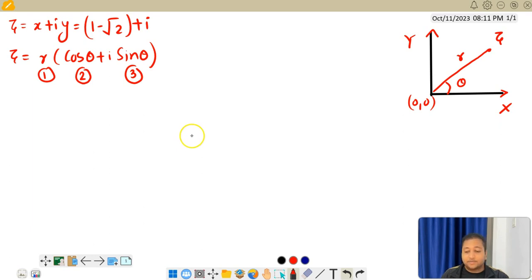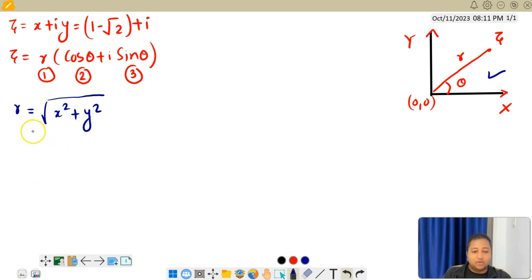First of all, let us focus on r. How to estimate r? We know that r is nothing but the resultant, as we can see in this figure as well. To find the resultant, there is a simple formula: r is equal to the square root of x square plus y square. Now, if I compare these two equations, I can easily get x as 1 minus root 2 and y equal to 1, by comparing the coefficients in these two equations which I am highlighting.